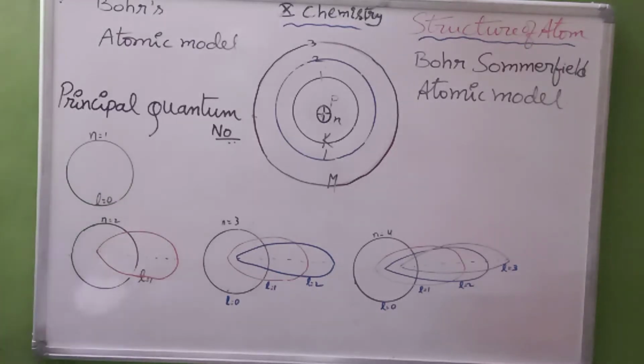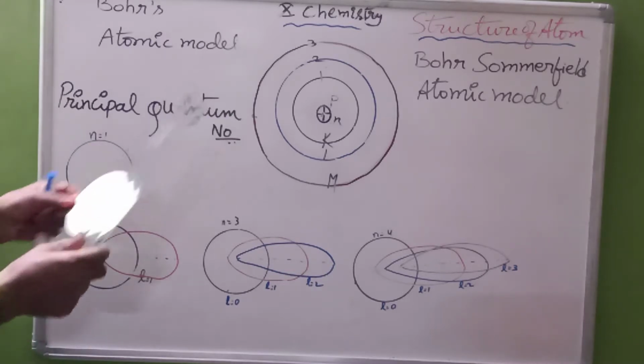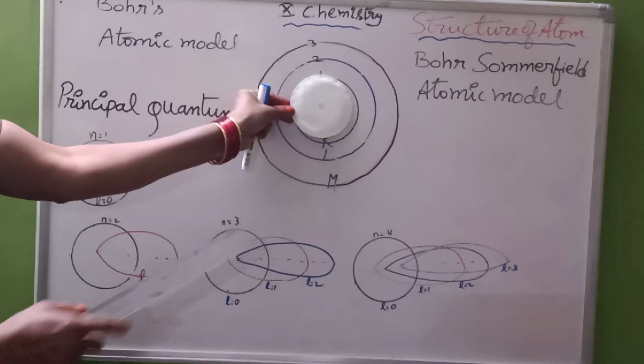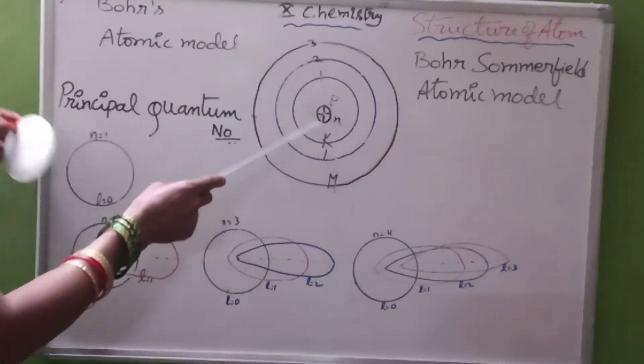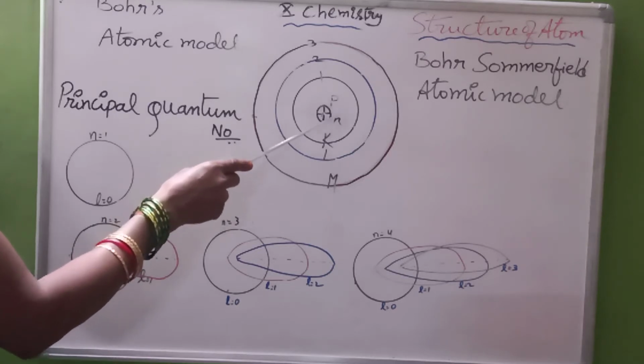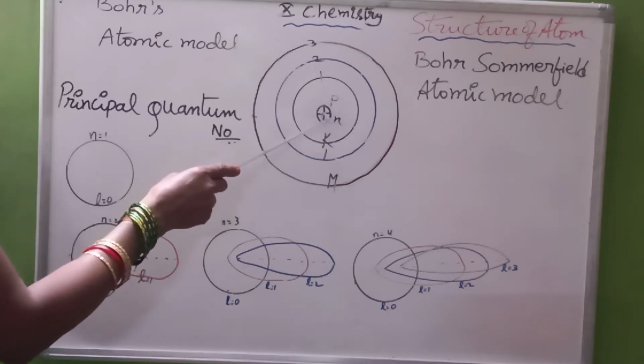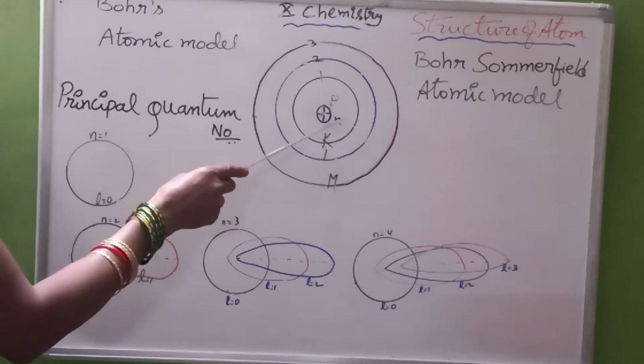Niels Bohr's atomic model. Today we are going to learn. According to Niels Bohr, atoms are spherical, and in the center there is a positively charged nucleus with protons and neutrons. Protons and neutrons lie in the center of the atom, so they are called nucleons.